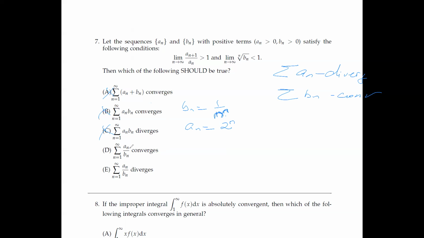Bn tends to 0. An maybe goes to infinity. An over Bn, guys, is not convergent, and let's prove it. We can construct an example to eliminate convergence, or let's prove the divergence. How can we prove that An over Bn is divergent? How can we prove this?